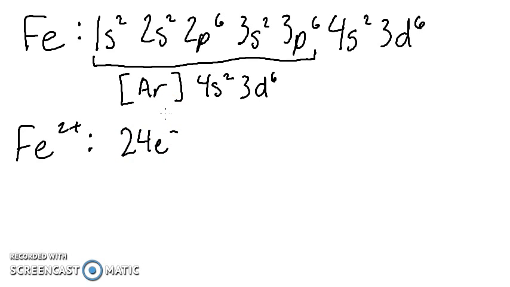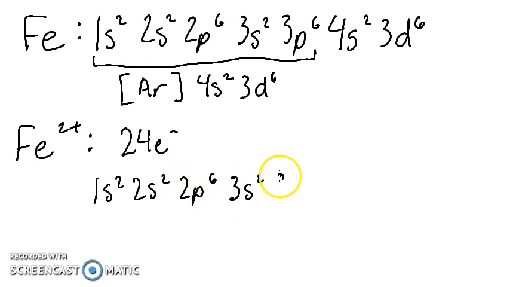Since we have 24 electrons, the electron configuration is going to be different because we have a different number of electrons. So let's go ahead and write this out. Again, using the order that we've dealt with before, we're going to start with 1s2, 2s2, 2p6, 3s2, 3p6, 4s2, and then since we only have 4 electrons left now, we're going to end with 3d4.